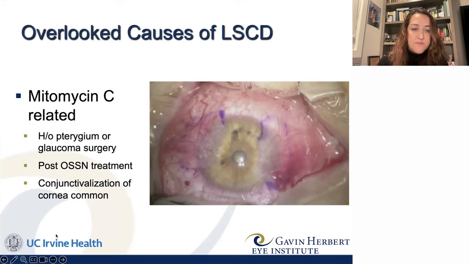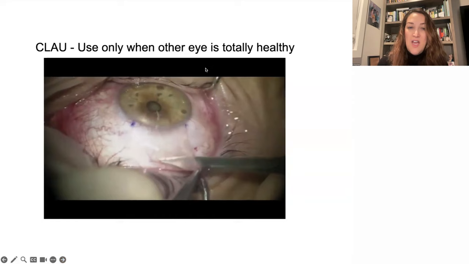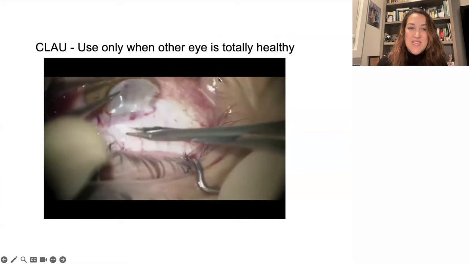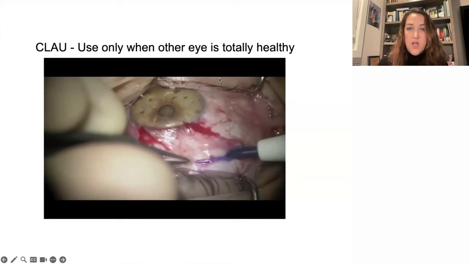This patient had a normal eye on the other side. His other eye had had LASIK with no mitomycin C use. And so what we were able to do was to take a segment of conjunctival limbal autograft from his other eye.